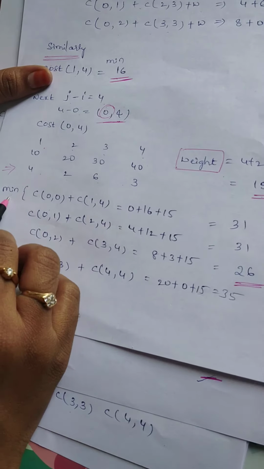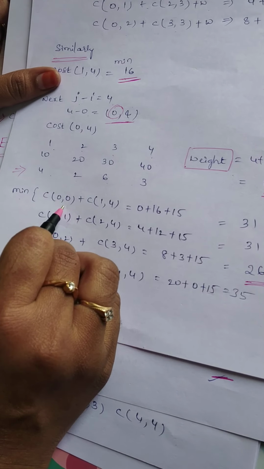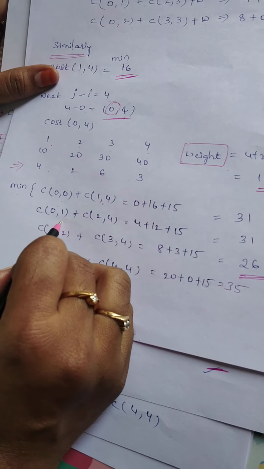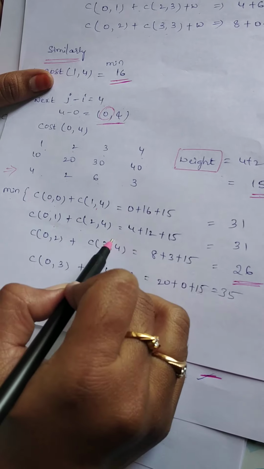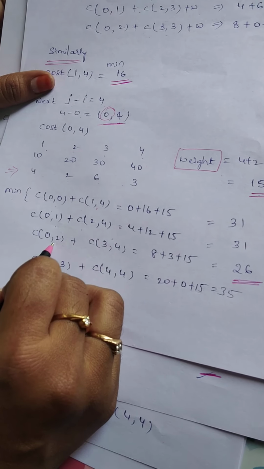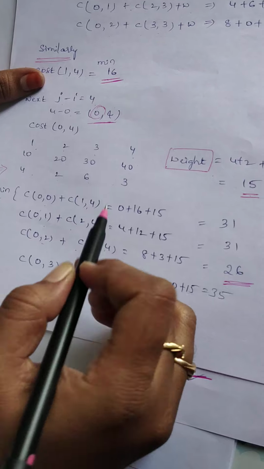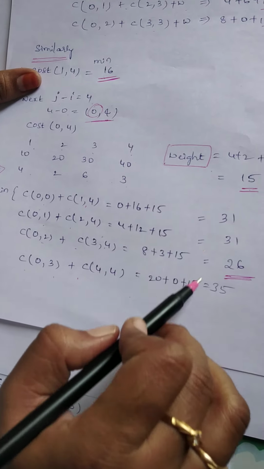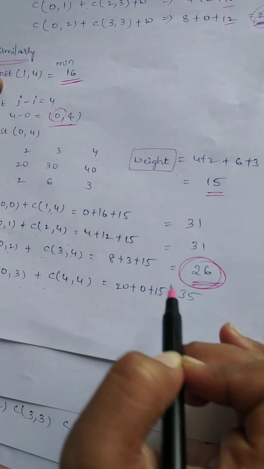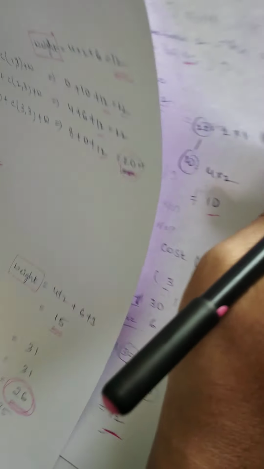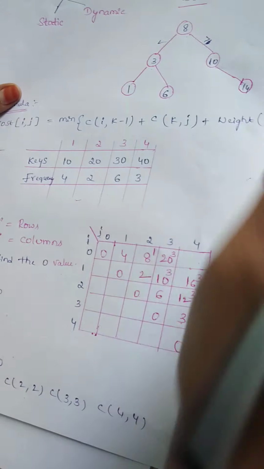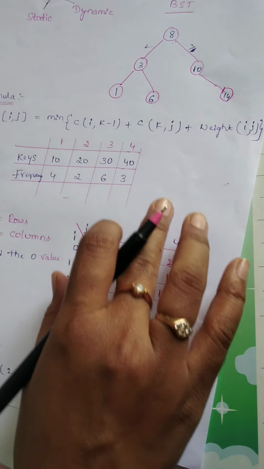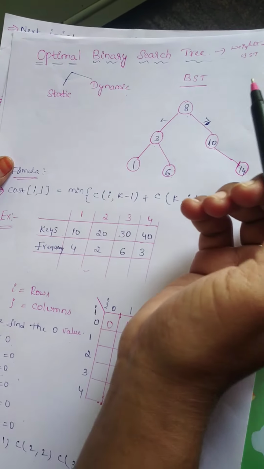So applying this formula, minimum cost of 0, 0 plus cost of 1 to 4. Next, cost of 0, 1 plus cost of 2, 4. Next, cost of 0, 2 plus cost of 3, 4. Next, cost of 0, 3 plus cost of 4, 4. Which is the minimum value here? 26 is the minimum value. We put the value in this box. So, 26 power key. This is the formula to find out the optimal binary search tree. Thank you.